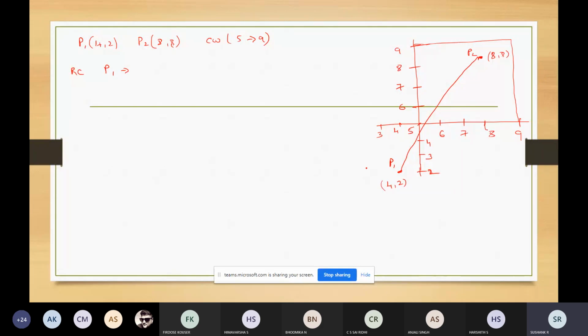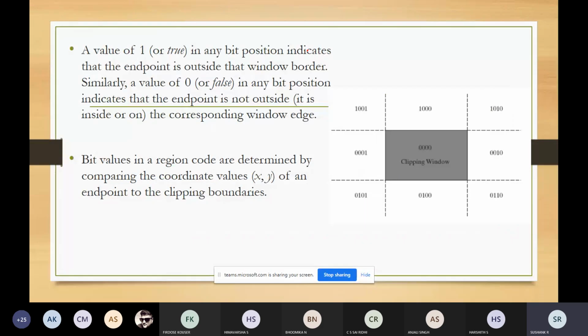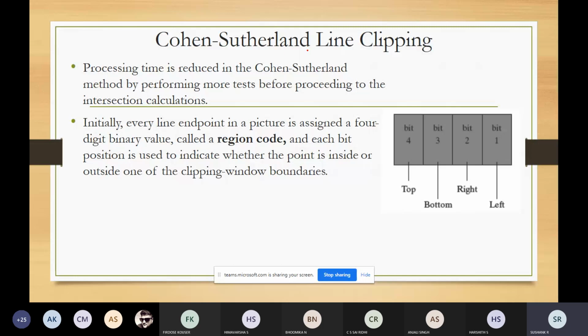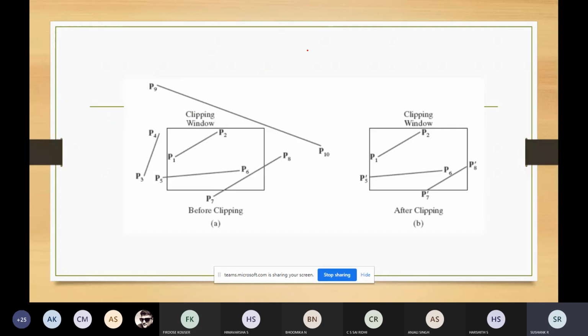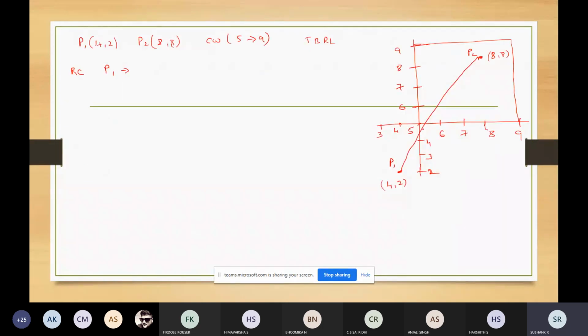Region code means point P1 is at the bottom left. We know that the region code is a 4-digit TBRL: top, bottom, left, right. For point P1, I know that it is on the left-hand side and on the bottom side of the clipping window. So T will be 0, B will be 1, R will be 0, L will be 1.